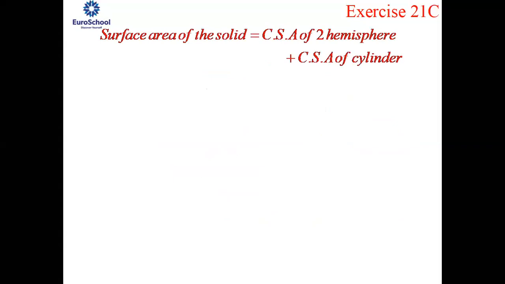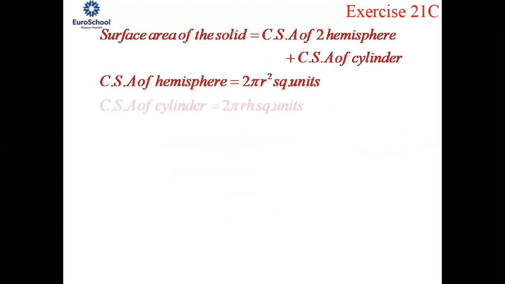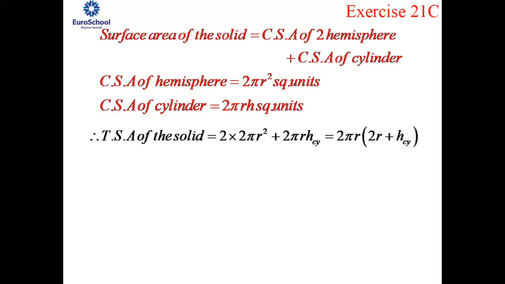We have a formula for the surface area of a hemisphere, which is 2 pi r square units, and the curved surface area of a cylinder is 2 pi r h square units. So substitute it in that equation. Your total surface area of the solid will be equal to, as it is two hemispheres, one on top and one at the bottom, 2 times 2 pi r square, plus 2 pi r h.